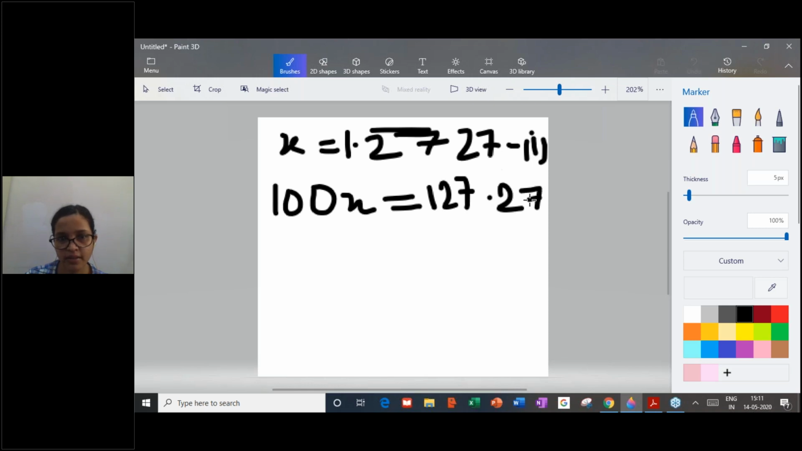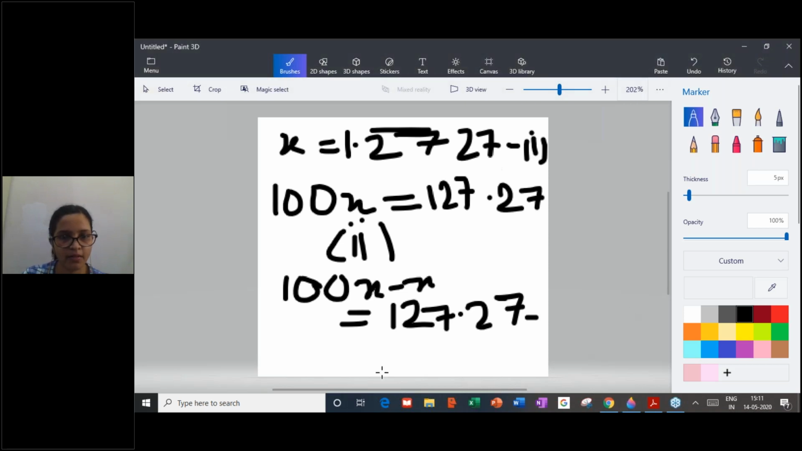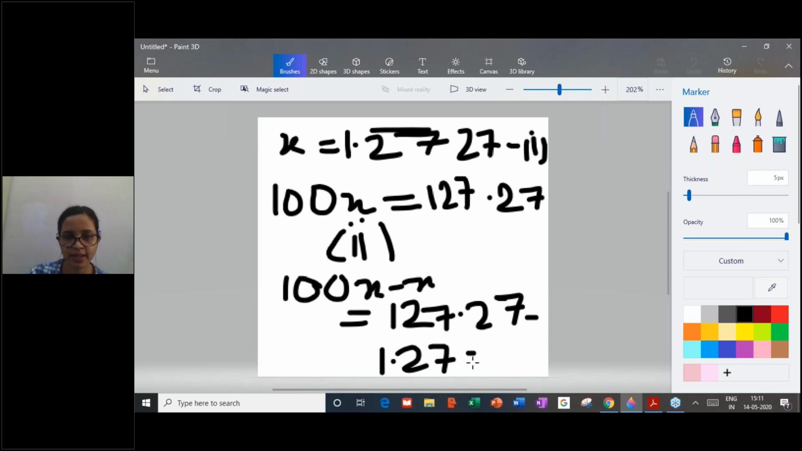127.27. Right? This is the second one. Now you subtract the second from the first, like 100x minus x is equal to 127.27 minus the first one, which is 1.27. So the answer you get here will be 126.